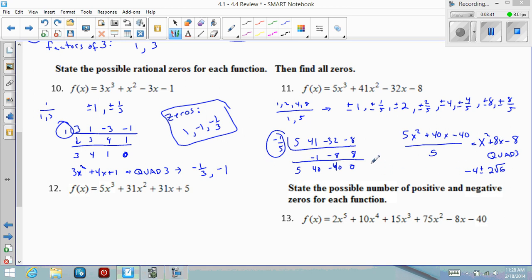And so your zeros are your -1/5 and also the -4 plus or minus 2 times the square root of 6. Now remember, that is actually two different numbers here when you write it in that format. And a lot of people don't remember that. Okay, so that's number 11. I'll do number 12 and 13 in another video.